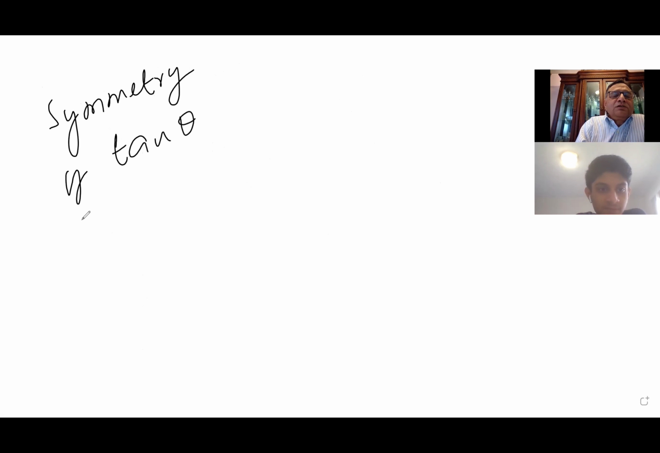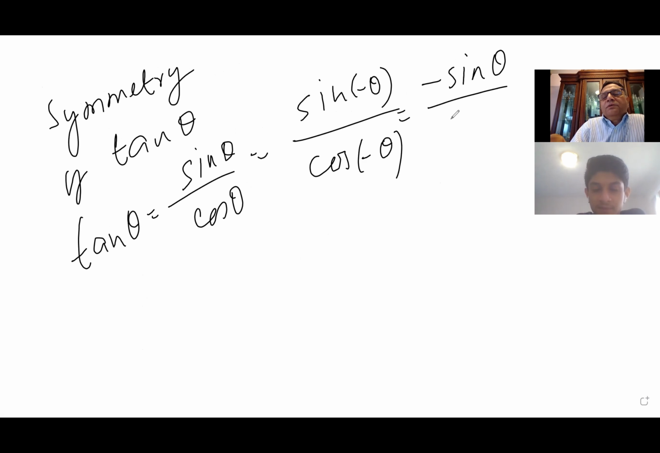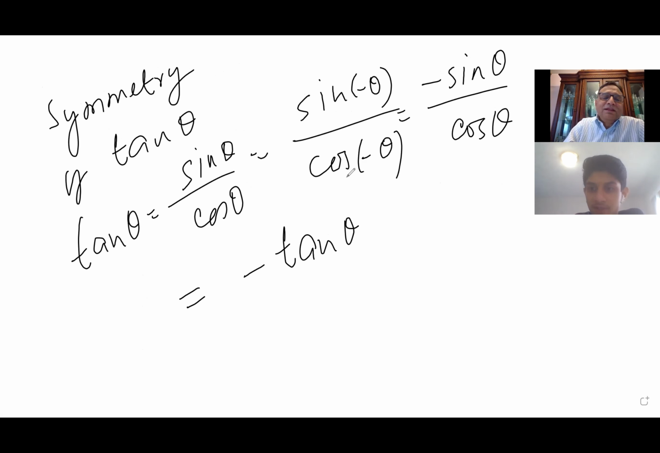Let me clear this to make it very clear to you. Tan theta equals sine theta over cos theta, correct? Now if we write sine of minus theta and cos of minus theta, we get minus sine theta over cos theta, which is basically minus tan theta. You understand now? So tan is also an odd function, and it has odd symmetry.